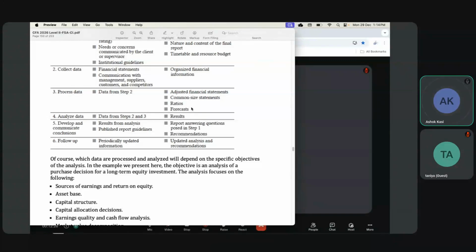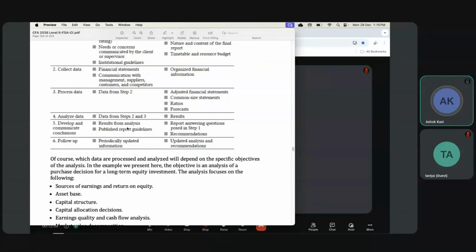Out of these statements, that is income statements, cash flow statements, and balance sheet, we have to produce various other ratios which the company might not have provided to us. And then forecast, analyze data, so data from steps 2 and 3, then results. Then develop and communicate conclusions.